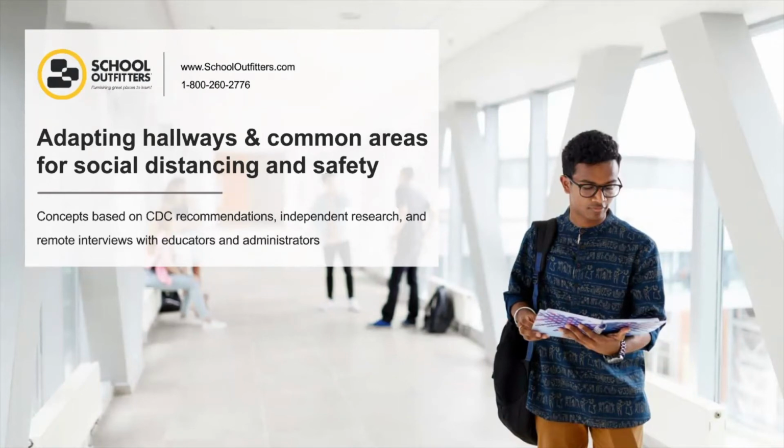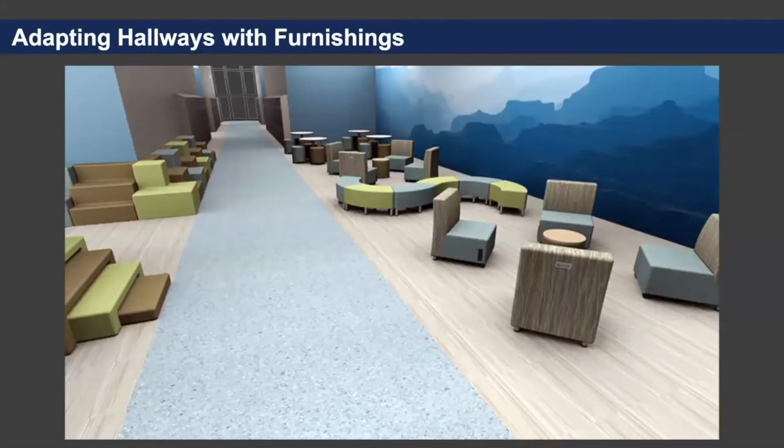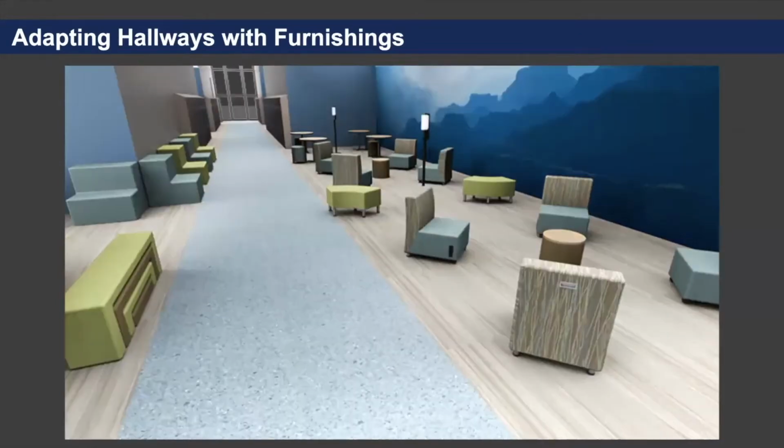School outfitters created ideas for adapting hallways and common areas based on CDC guidelines and observations from countries where students have already returned. Let's see our suggestions through a couple examples. Here's an entryway that promotes impromptu conversations. And here is an adaptation to promote social distancing. Your pass-through spaces might be furnished or unfurnished. Here are some ideas for both types of spaces.